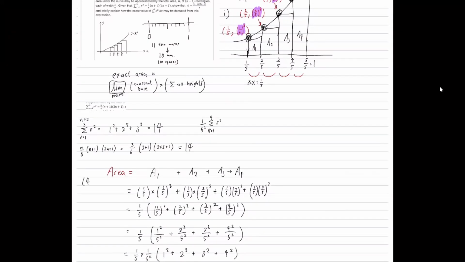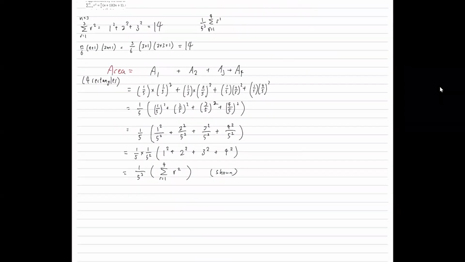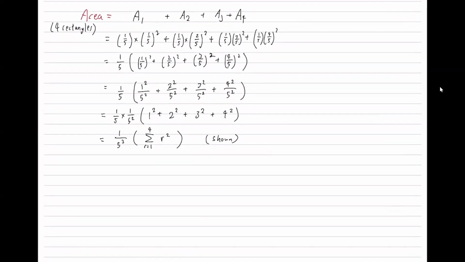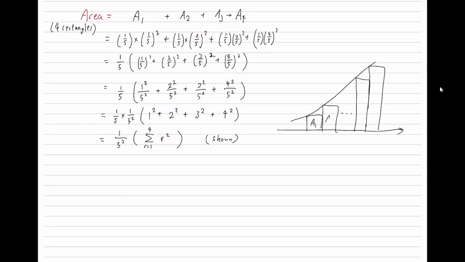This is the area for 4 rectangles. Now we want to generalize this into n minus 1 rectangles. How will we do it? A1, A2, ..., A(n minus 2), A(n minus 1). You just have to say area for n minus 1 rectangles. It's the formula. It's just this formula.